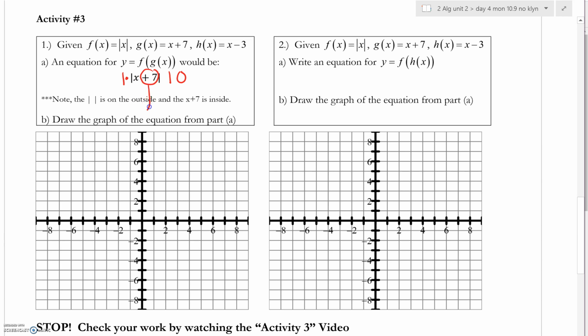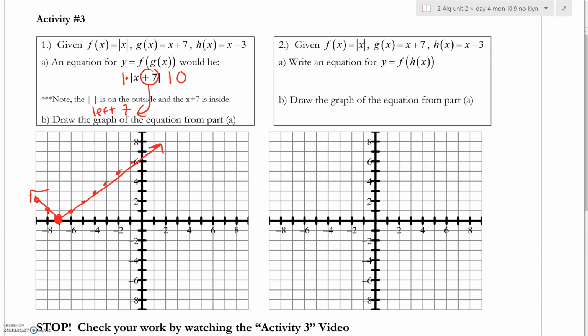We know that plus 7 inside the function indicates we are moving left 7. So where the original function would sit here right at 0, 0, we are moving this centerpiece, this vertex, left 7. So left 1, 2, 3, 4, 5, 6, 7. Which means our vertex is now here at negative 7 and 0. Since there's no change to the stretch, we know we have a slope of 1 to the right and a slope of negative 1 off to the left. And there's your example for number 1.